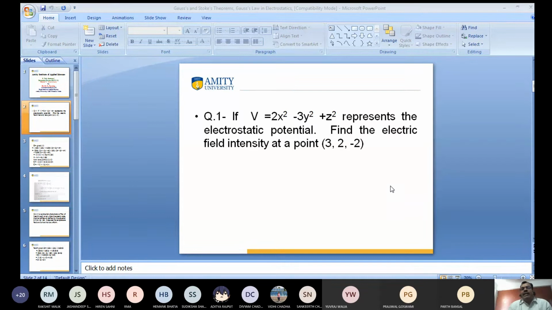So what is the value? Gradient of V is equal to i del V upon del x plus j del V upon del y plus k del V upon del z. So calculate this value at the point given in the question. First you calculate the value of gradient of V. Tell me the answer. This is the application of gradient.